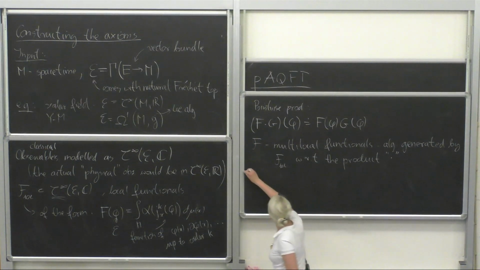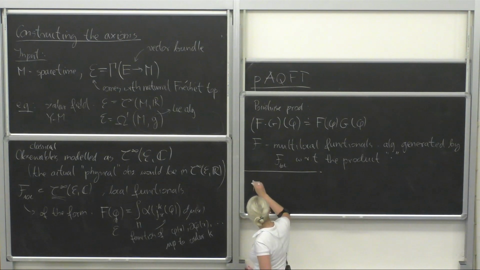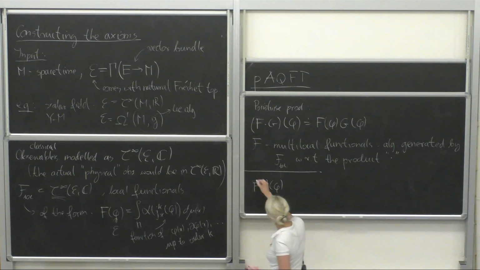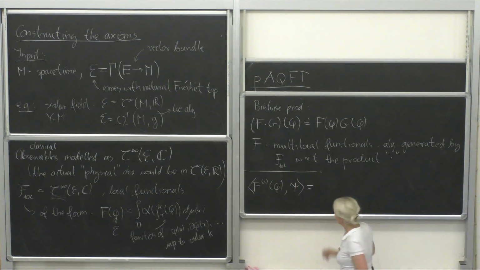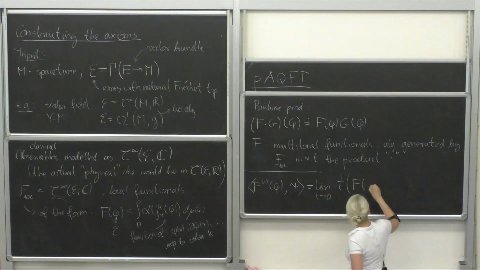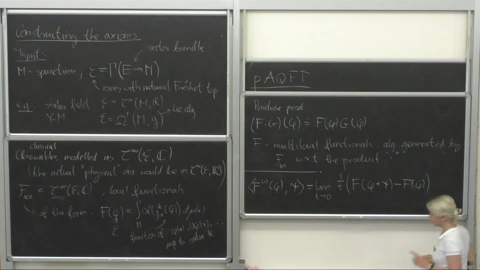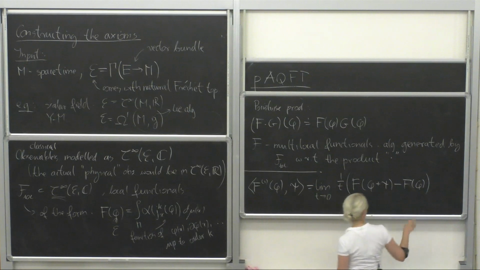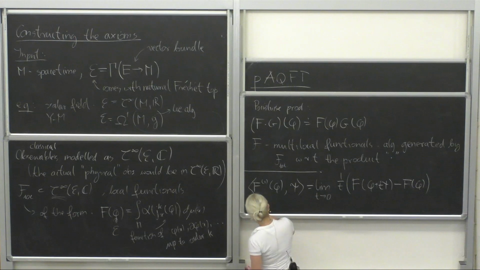So let me give this a bit more flesh before I continue. A functional derivative, and this is also introducing some notation that I'm using, is defined as the directional derivative. So 1 over t, and then f of phi plus t sigma minus f of phi, if it exists.